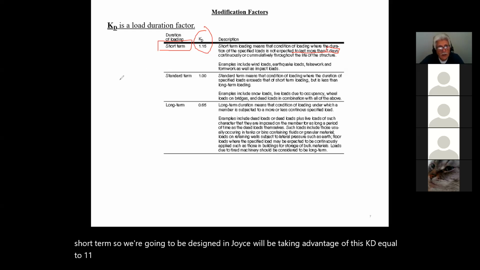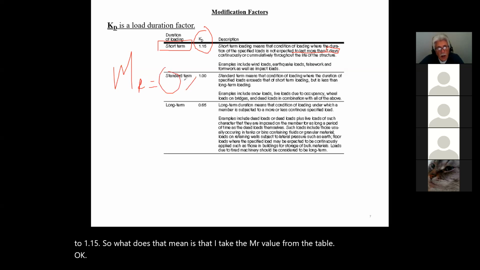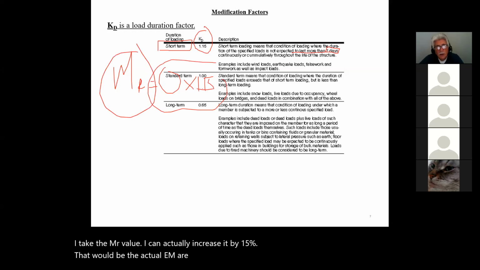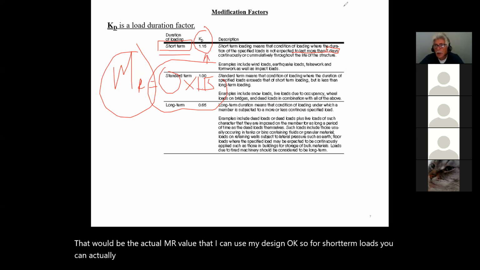So what does that mean? It means that if I take the MR value from the table, I can actually increase it by 15%, and that will be the actual MR value that I can use in my design. Okay, so for short-term loads, you can actually increase the resistance. Okay, so that's what that means.